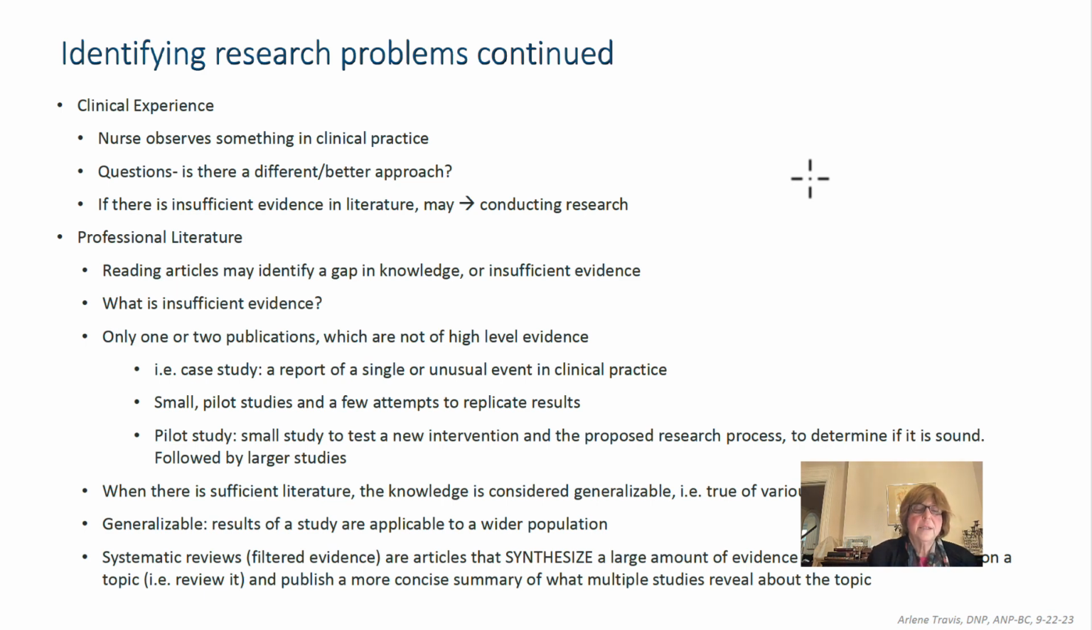So when is there sufficient literature and knowledge? It's considered generalizable. What does it mean to be generalizable? Remember, I told you, if everybody stood up in class, you're all around the same age, you're all nursing students, are you all going to be the same height? No, there's going to be variability. So we want there to be variability in our subjects as much as possible, but we want it to be able to relate to the general population, the target population of the group that we are looking at.